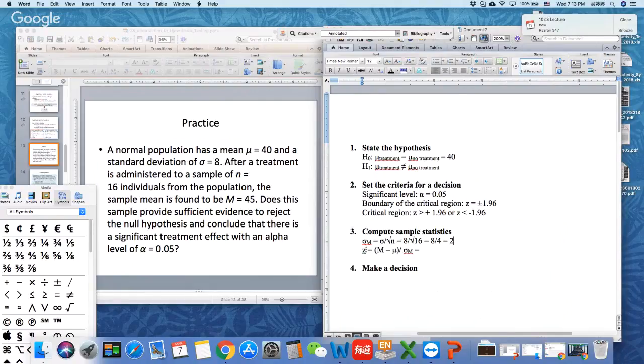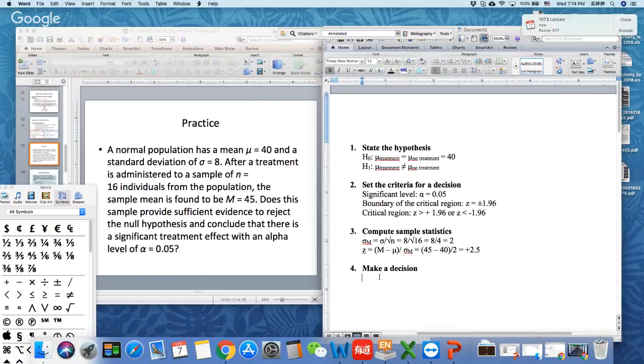And then we compute the z of the sample mean. So use this formula. The sample mean m equals 45, minus the mu, which equals 40, divided by sigma m, which is 2. So it's 2.5, right? Positive 2.5. And then we have the z-score.